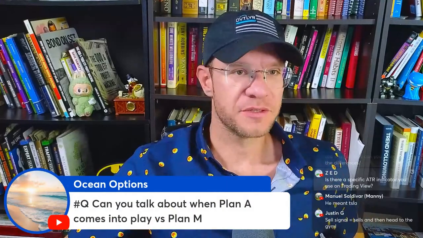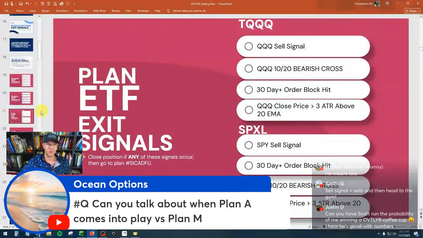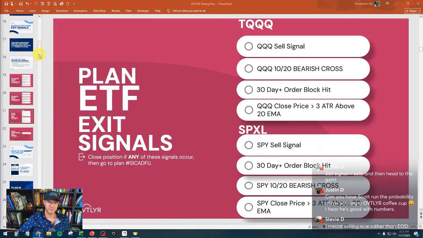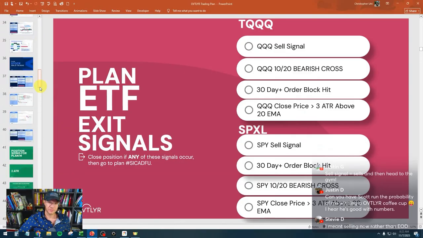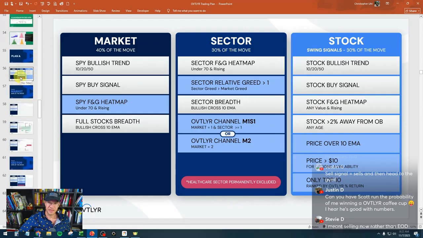Okay. Ocean options. Great question. What's the difference in plan A and plan M? You're going to love this. It's actually way, way, way, way simpler than you think. So plan M, right here, plan M has these components, and you need to make sure every single one of these is lit up. You cannot take the trade unless every bit of this is lit up. Okay. That's the point of having a plan. And this is using swing signals. Plan A is identical with the exception of active signals.